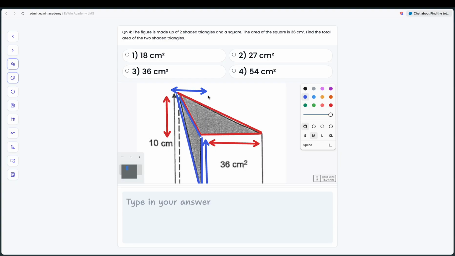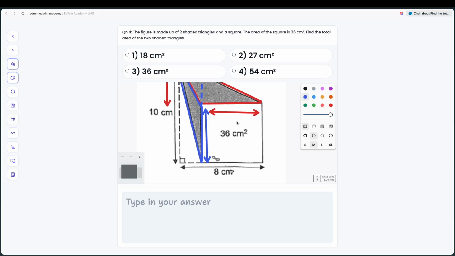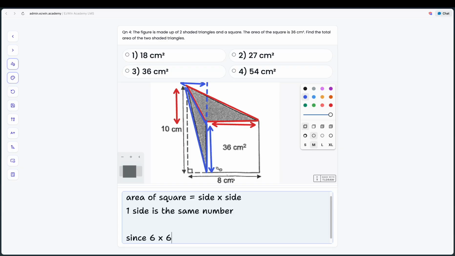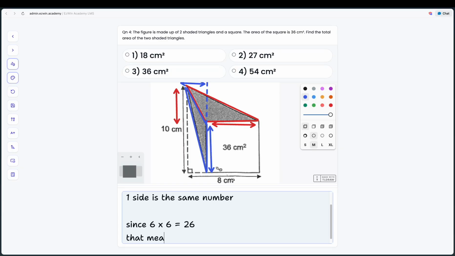Now let's find the red one first, because it's a bit easier to see as well. For the red one, we need to find this side. So we have this 36 square centimeters. Since this is a square, and area of a square is equal to side times side, that means we just need to find the side. One side is the same number. Since 6 times 6 is 36, that means the side of the square is 6 centimeters.